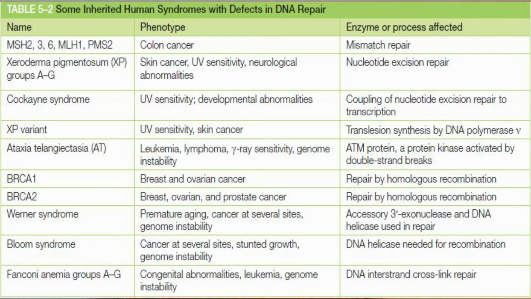You can see a table on your screen. It shows that defects in human genes whose products normally function to repair mismatched base pairs resulting from DNA replication errors can lead to an inherited predisposition to cancers of the colon and some other organs. In the table, there is a name, the type, the phenotype, and the enzyme or process that is affected.